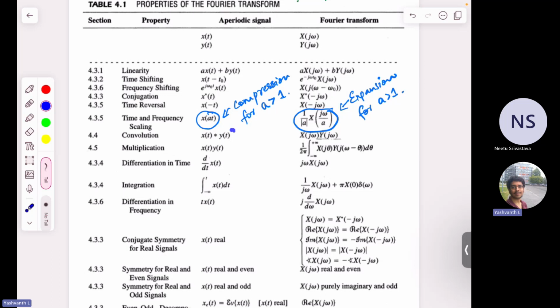Now the convolution operation. When you have two signals x of t and y of t, if you convolve both of them, then their corresponding Fourier transforms will be multiplied. That is basically your convolution property.